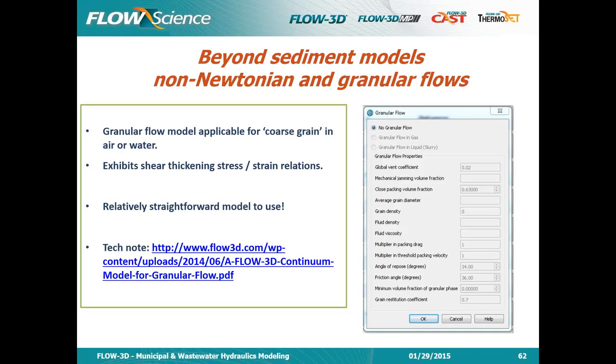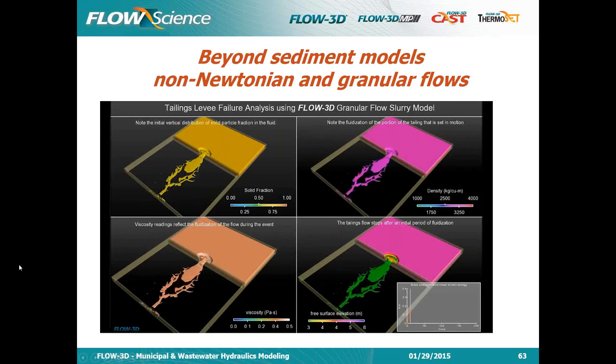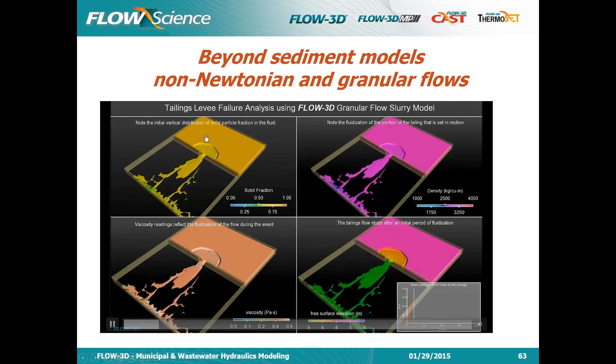So the granular flow model is kind of separate, and that's appropriate for shear thickening stress-strain relations, and that's actually quite a simple model to use in the scheme of things. And there's a tech note here which I'll leave for reference in the slides. So this is a little example of a granular flow model. It's a dam break, but this is a slurry.